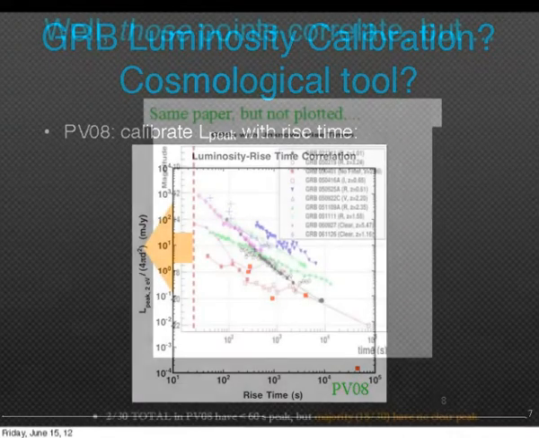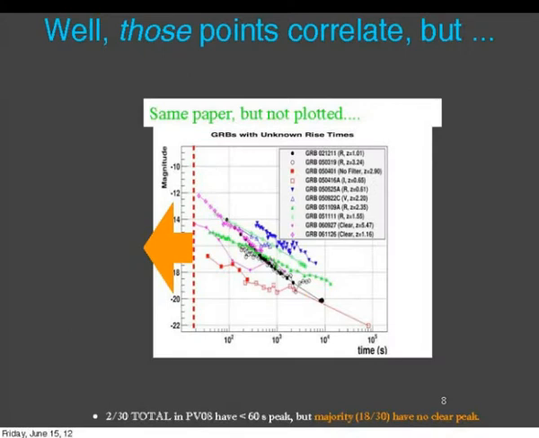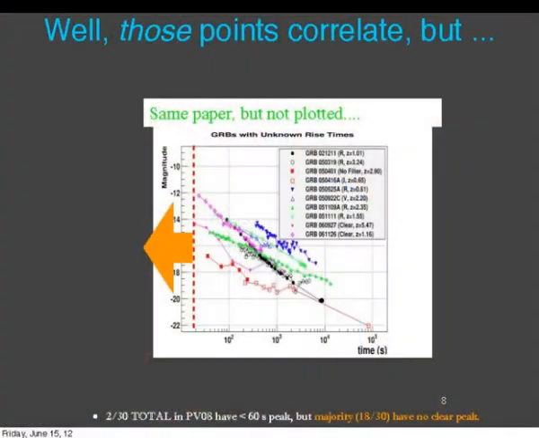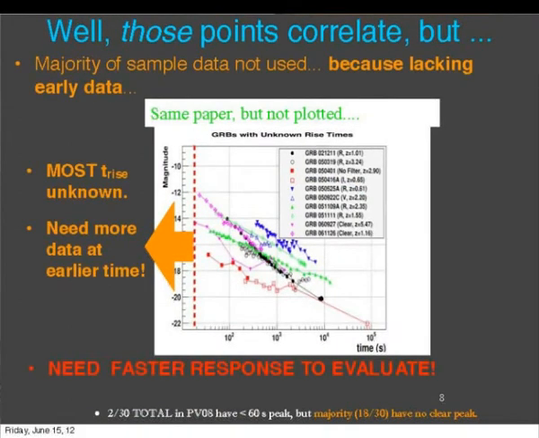Well, before you bet your scientific reputation on that, be careful, because in the same paper, they have many, many light curves which just don't have the rise time. So they plotted four or five on that, but the sample is 60. There's something fishy going on. So I wouldn't bet my reputation on this, but I would say it's interesting enough that I'd love to have the data to look at that correlation and see if there's anything really there. Right. So most of the rises are unknown. You just need more data at earlier times.